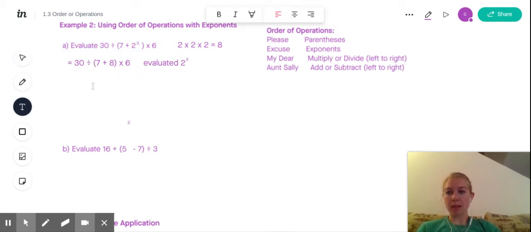And just copy my division. Oh my goodness, this is jumping around like crazy. Copy my division symbol here. Maybe. Okay.